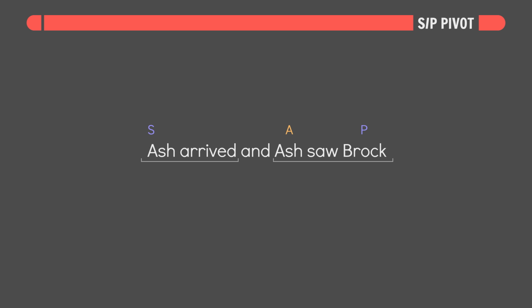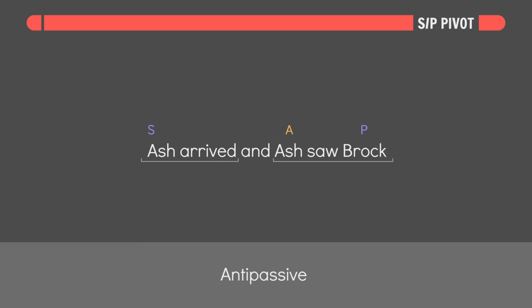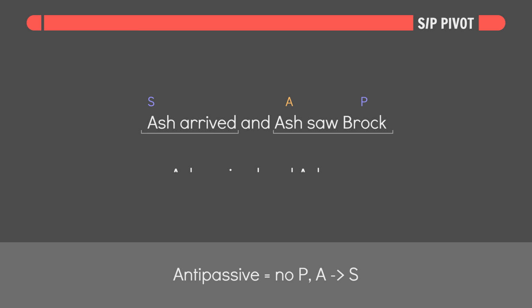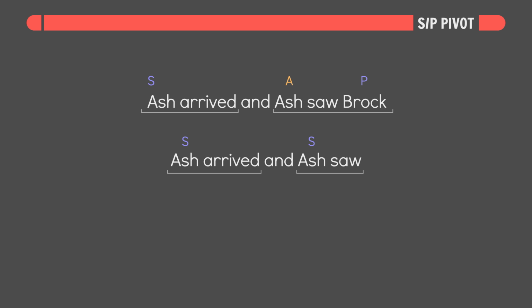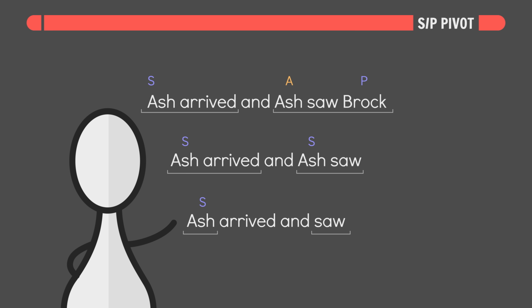In Ash arrived and Ash saw Brock, S and P are different, so we can't use the SP pivot. Instead, we have to use the anti-passive voice, which basically gets rid of P and promotes A to S, which we can further collapse into Ash arrived and saw. English isn't an ergative language, nor does it have an anti-passive voice, so this admittedly seems a bit like voodoo witchcraft. Links in the doobly-doo to a wiki page on the anti-passive voice.